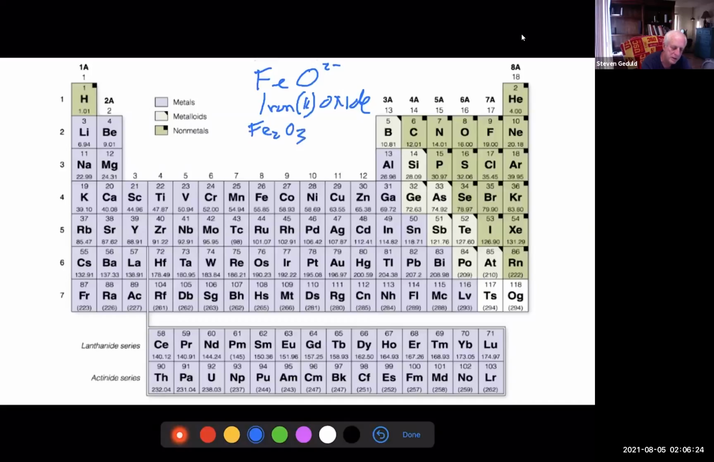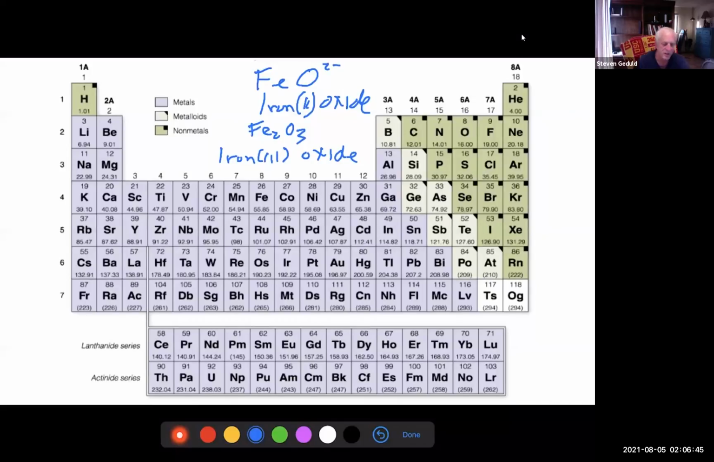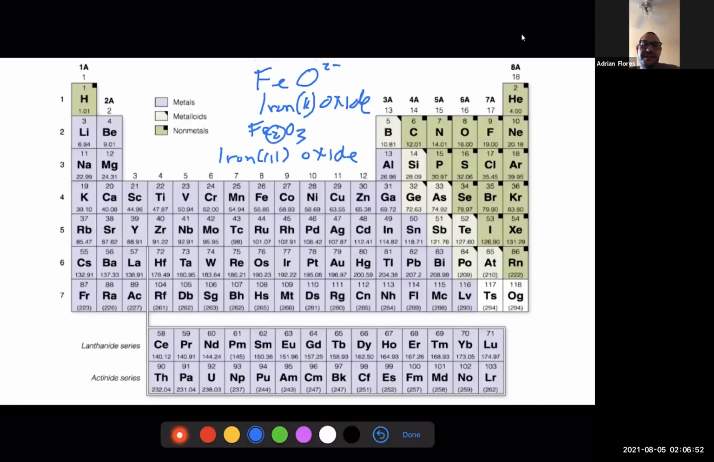Fe2O3 would be iron, Roman numeral what, then oxide. Now there are 3 oxygens, and each oxygen is -2. That's -6. So you have 2 irons, and each one has a charge of what? It has to be +3. Perfect. Iron(III) oxide. Most students mess that up. They're going to put iron 2 because there's a 2 right here, but it's the charge on that compound. And that's all there is to it.